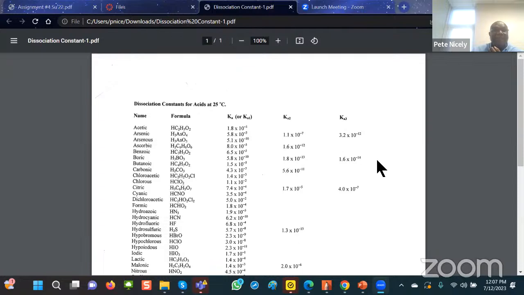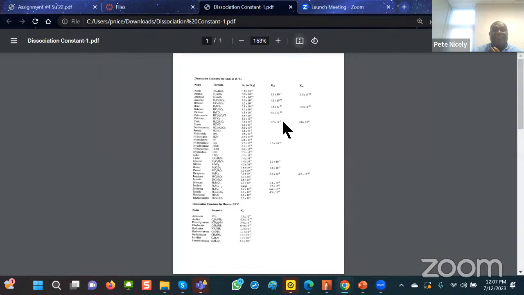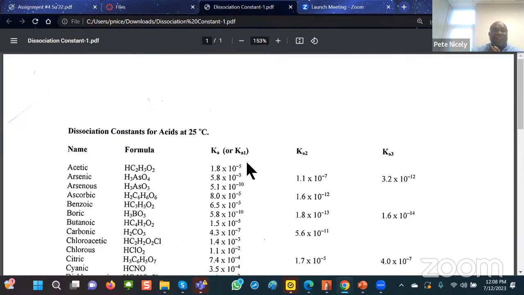And the first part gives you the Ka values for different acids. And you'll notice that in some cases there is more than one Ka value. That's because some acids can release more than one hydrogen ion, such as arsenic acid right here. As you can see, there are 3 hydrogens here. So if you lose the first one, the Ka value is 5.8 times 10 to the minus 3. For the second one, it's 1.1 times 10 to the minus 7. And for the third one, it's 3.2 times 10 to the minus 12. So that's basically what that tells you.